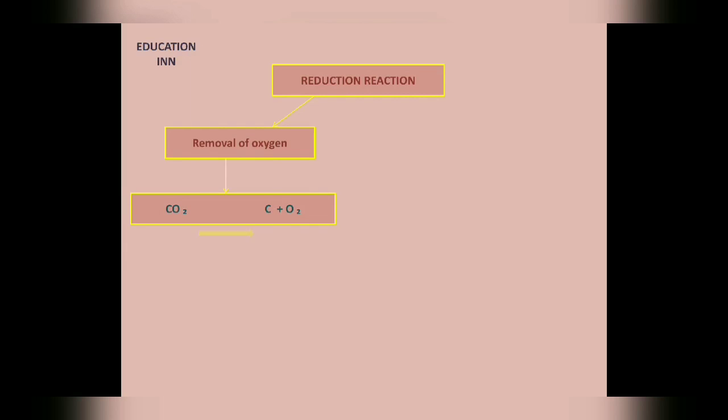For example, when carbon dioxide is decomposed, it liberates carbon and oxygen gas. Oxygen is being removed from carbon dioxide, so this is reduction reaction. Similarly, when nitrogen dioxide is decomposed, it liberates nitrogen gas and oxygen gas. Oxygen is being removed from nitrogen dioxide, so this is reduction reaction.